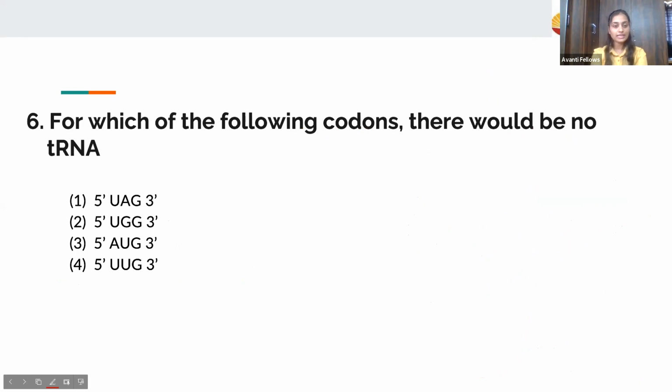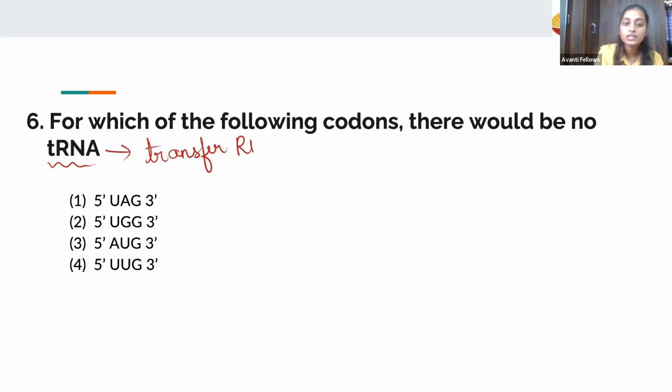So the next question is: for which of the following codons would there be no tRNA? So what is tRNA? We all know that it is a transfer RNA, which helps in transferring the codons from the messenger RNA to the proteins. So there will be no tRNA for the stop codons.